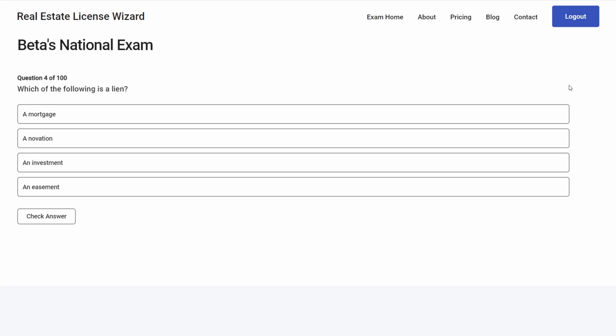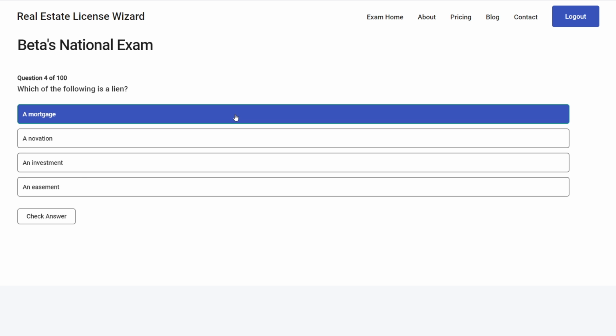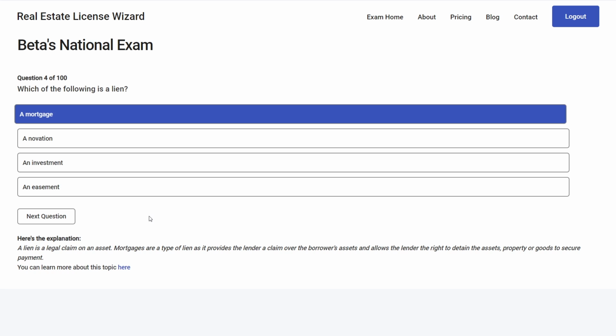All right. Did you guys come up with it? Okay, so for this one, the correct answer is the first one. It's a mortgage. Yes, a mortgage is a lien. A lien is just a legal claim to an asset, and mortgages are a type of lien as it provides the lender a claim over the borrower's assets and allows the lender the right to detain the assets to secure payment if anything bad happens.